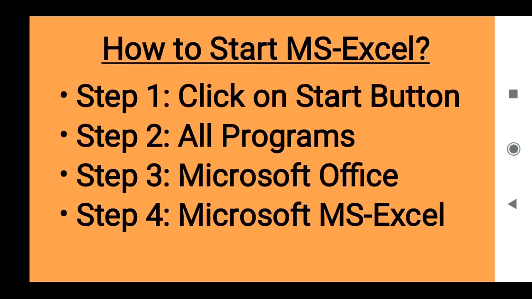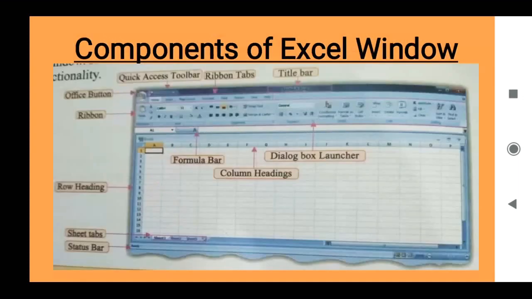Students, how to start MS Word? I know everybody knows this. Like that only, Excel also can be opened. So how can you start MS Excel? Step 1, click on Start button. Step 2, All Programs. Step 3, Microsoft Office. Step 4, Microsoft MS Excel. In this way you will get the very first screen of the Excel window. With the help of this window, you can learn about components of Excel window.